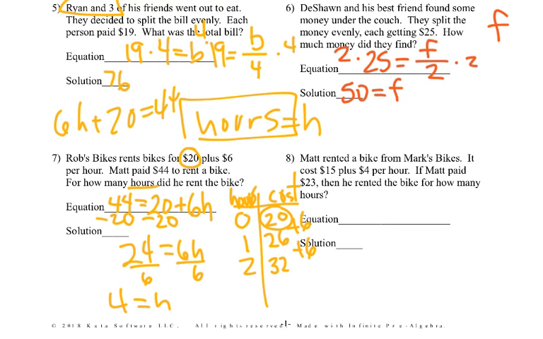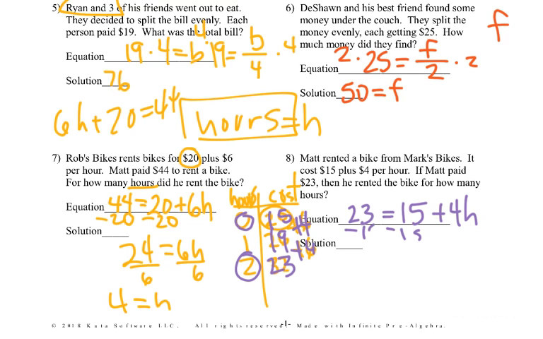So, same idea, right? The difference is, at 0 hours, that starting cost was 15. Then we're only adding 4 each time, so that'd be 19, and then 23. So we can see he only rented it for 2 hours. But to make our equation, we'd go $23 equals 15 plus $4 per hour. Then we subtract 15, and we get 8. So 8 equals 4h, divide by 4, and we get 2 hours.